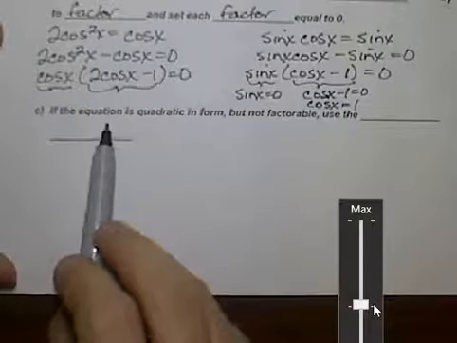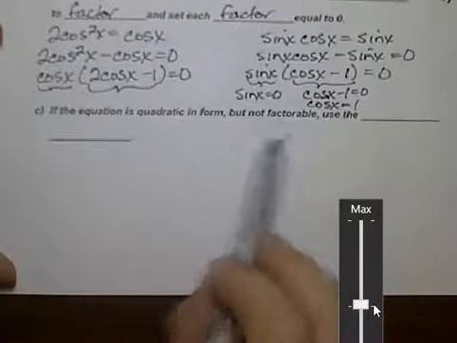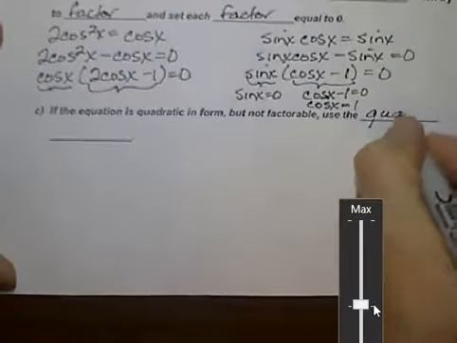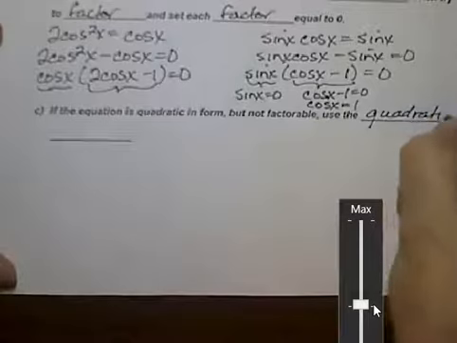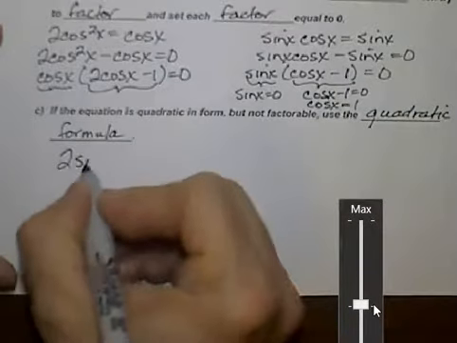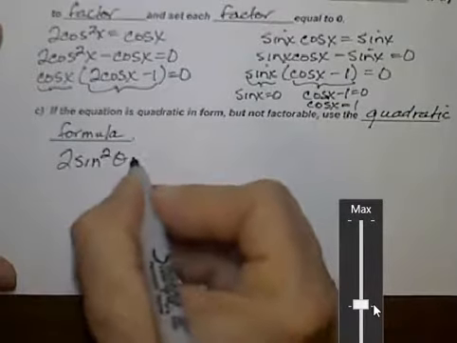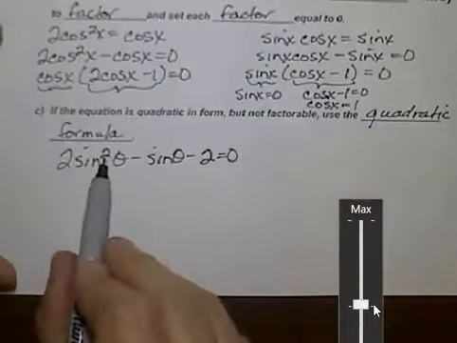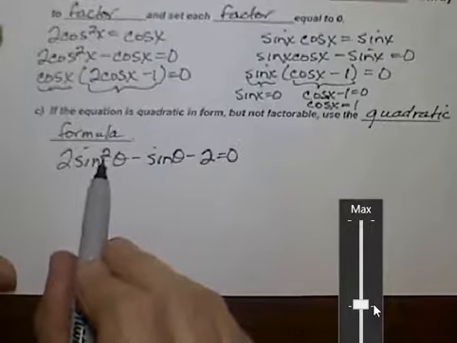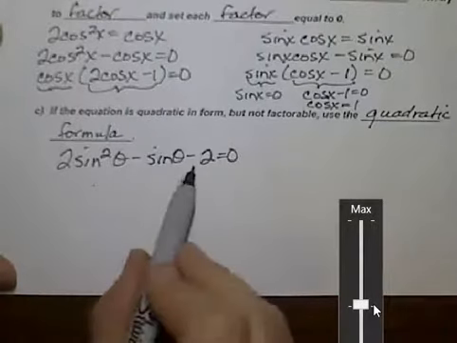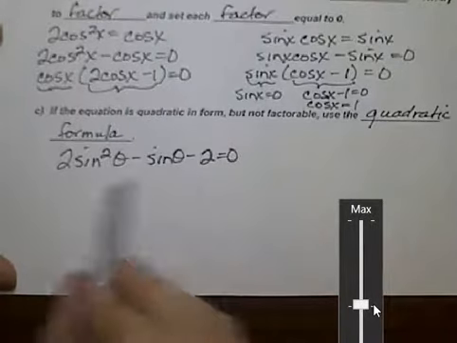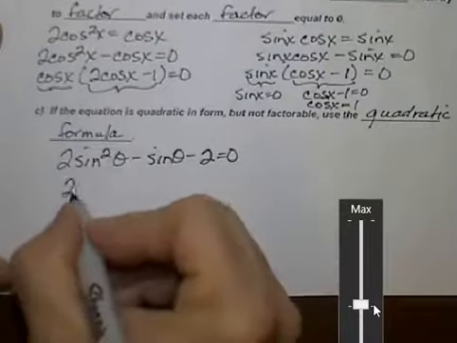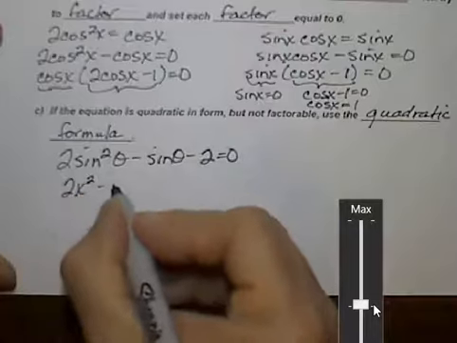The next tip is that if the equation is quadratic in form but you can't factor it, then you're stuck with using the quadratic formula. So here's an example of something like this. This one, we know it's quadratic in form because it's got the sine squared. So to tell whether we can factor this, let's rewrite this with an x in place of the sine of theta. That's just going to make it easier to look at.